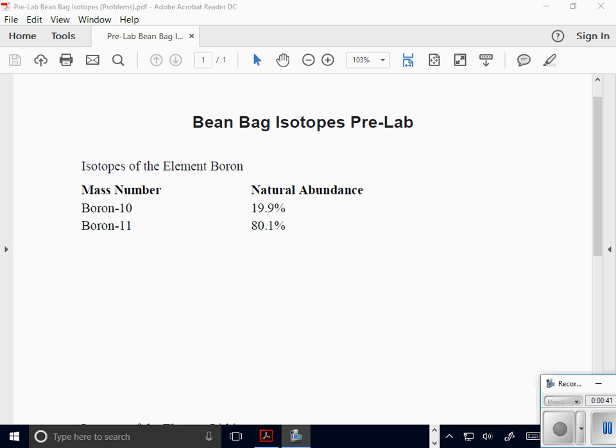Now, you have an equation that you're going to need to use. It's question number 3 of your post-lab questions. They tell you that the atomic mass is equal to the relative abundance of the isotope times the mass of the isotope, and you add them all together.